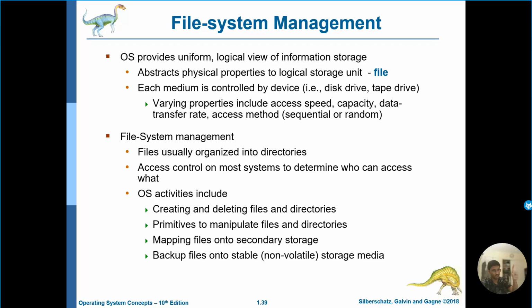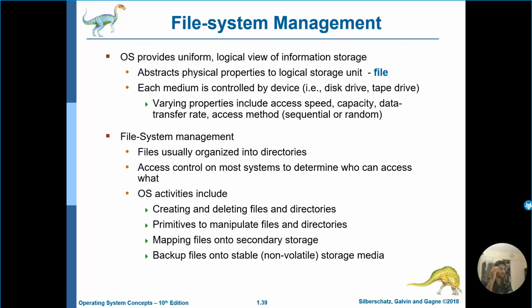File system management. So we talked about process management, memory management, and file system management. The OS provides a logical view of the storage. We see our folders and our files, but where is that actually stored? It is controlled by this abstracted view. We don't really see where it is stored. Each medium is controlled by a device, a disk drive, a tape drive, varying across access speed, capacity, data transfer rate, and access method.